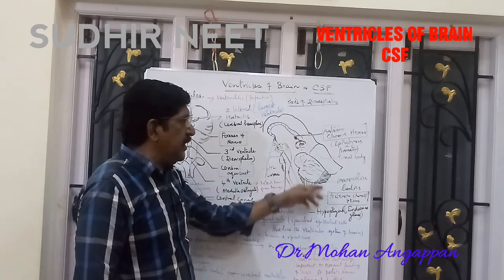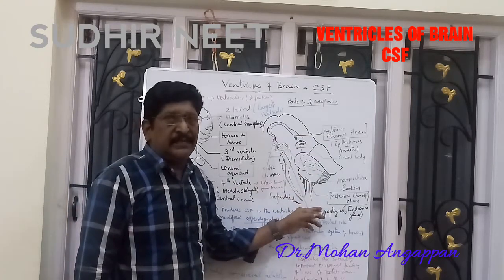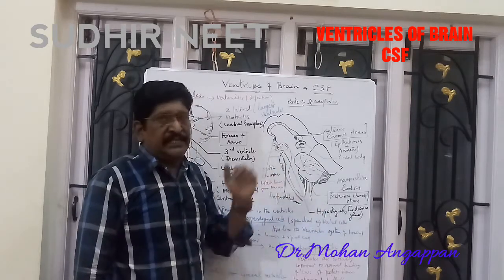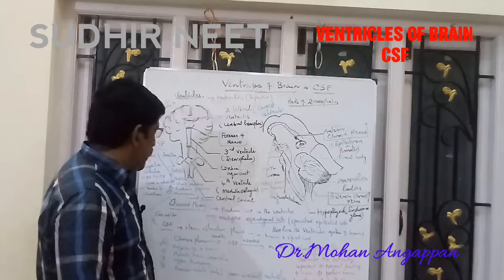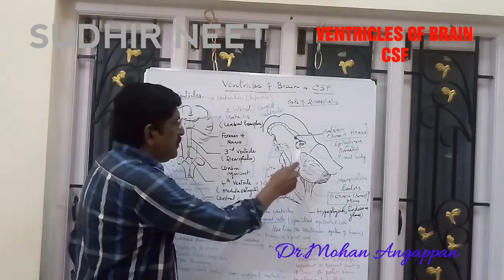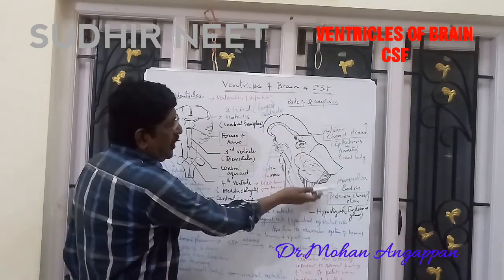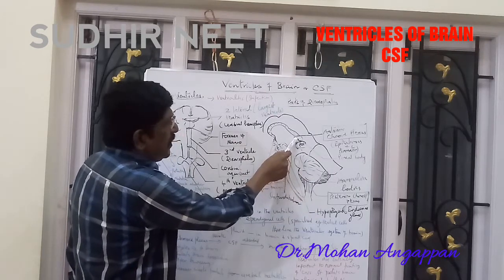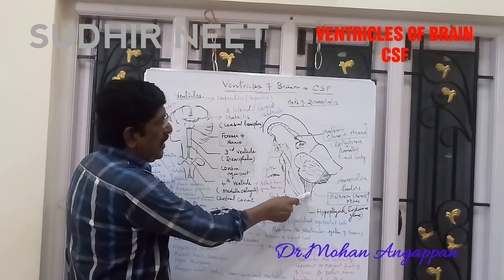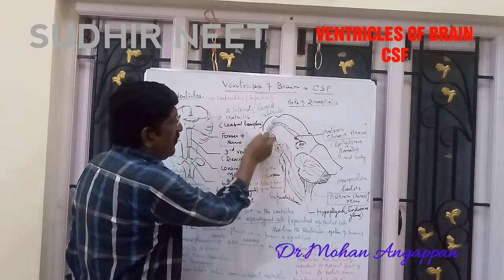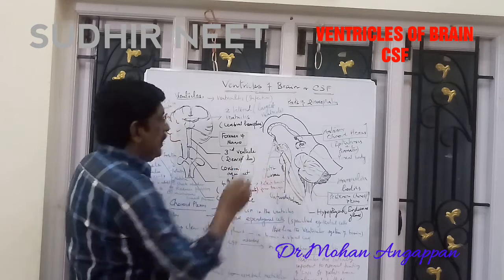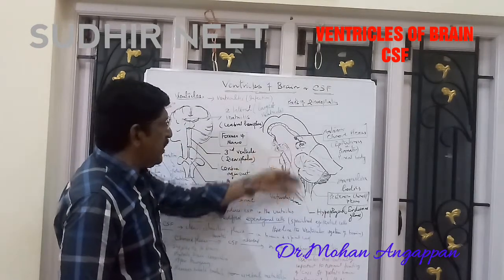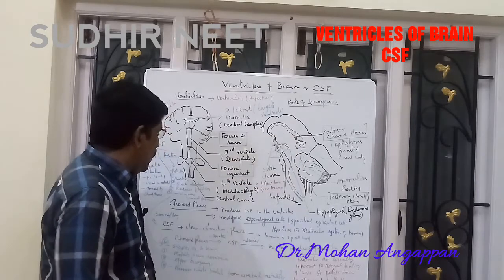Anterior choroid plexus and posterior choroid plexus. This choroid plexus secretes CSF. What is choroid plexus? This diagram is important. You can see the choroid plexus. It is the anterior choroid plexus and the posterior choroid plexus present in the diencephalon, the roof of the diencephalon. The choroid plexus produces the CSF into the ventricles of the brain.